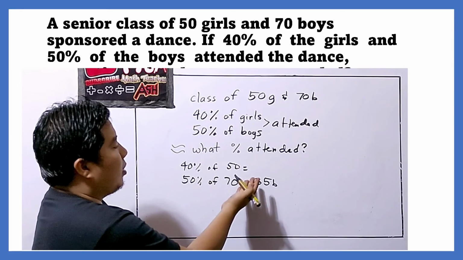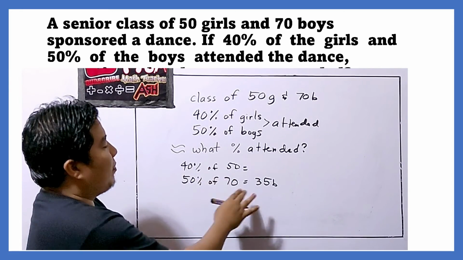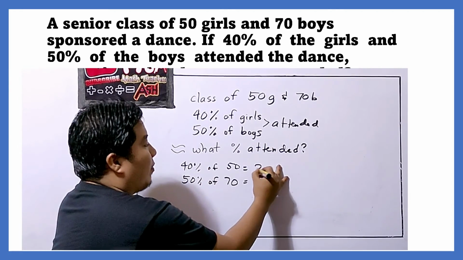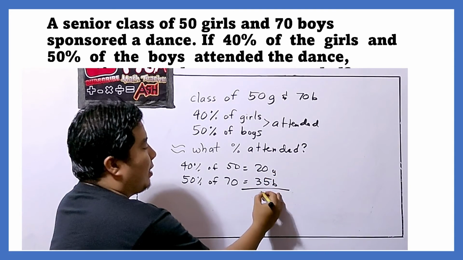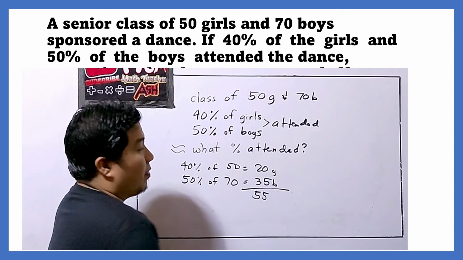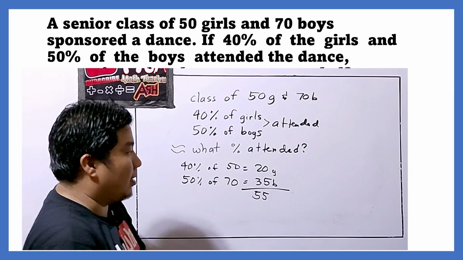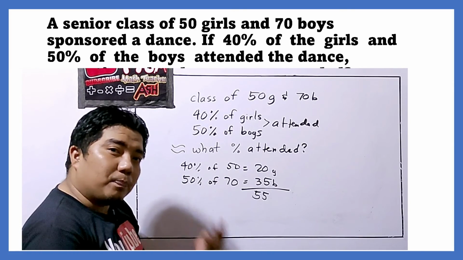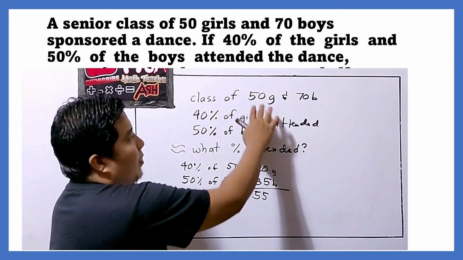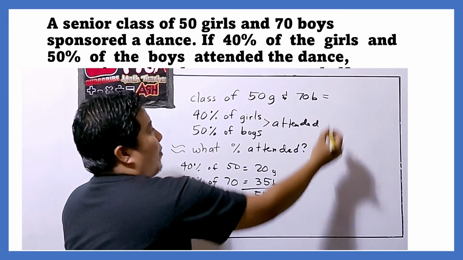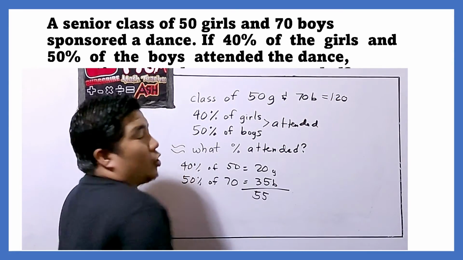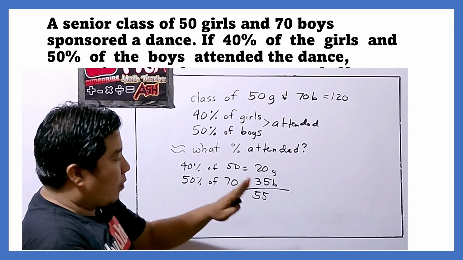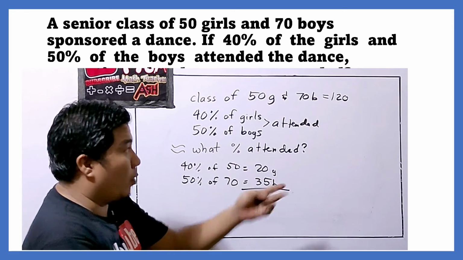Now, for the 40% of 50, you just multiply 50 by 0.4, and you will have 20 girls. If you add this, you will have 55 students that attended the dance. However, we need to get the total number of students in the class. So, 50 plus 70, we have 120 students. So, therefore, 55 is what percent of 120?